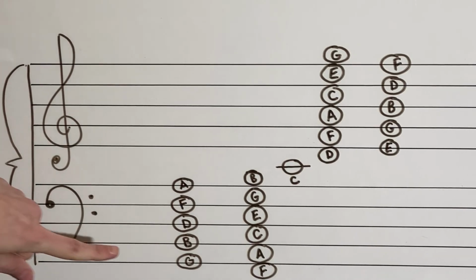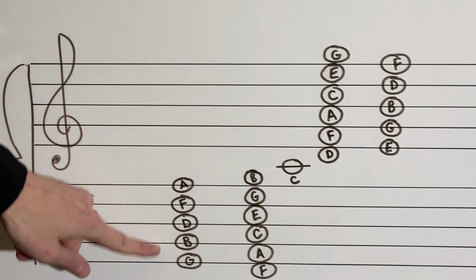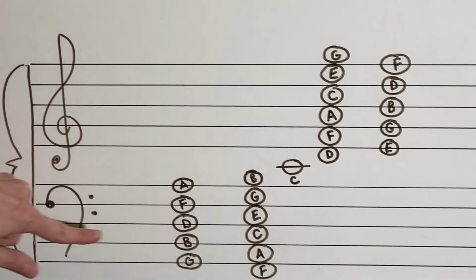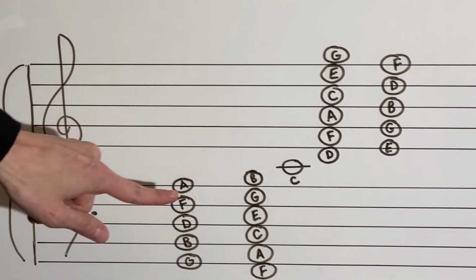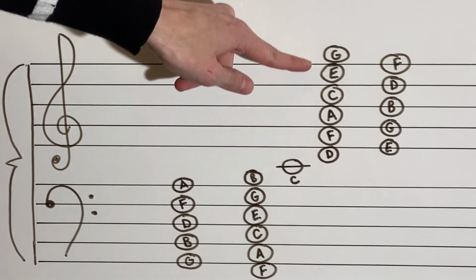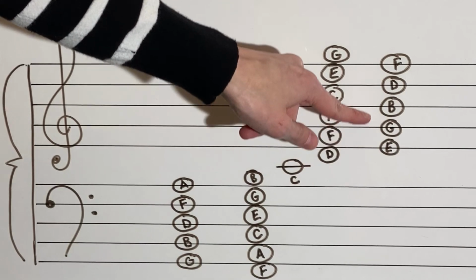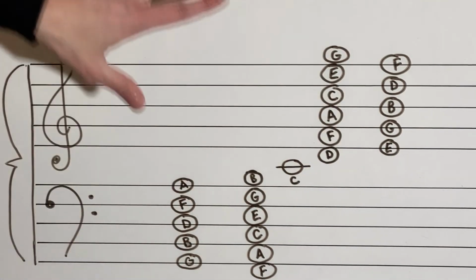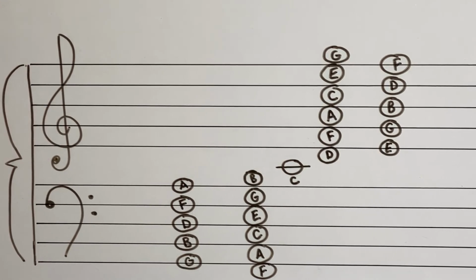And what I've done is I've made some piles or stacks of our notes. So we have all of the line notes on the bass clef and all the space notes on the bass clef. And the middle C we're going to talk about in a second. All the space notes on the treble clef and all of the line notes on the treble clef. We've learned all of them, but now we're going to look at them in kind of a different way.